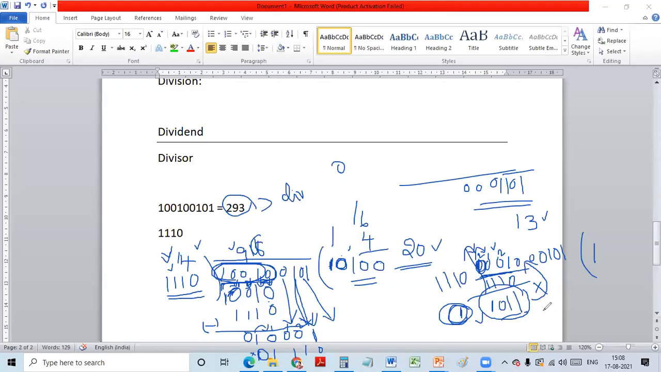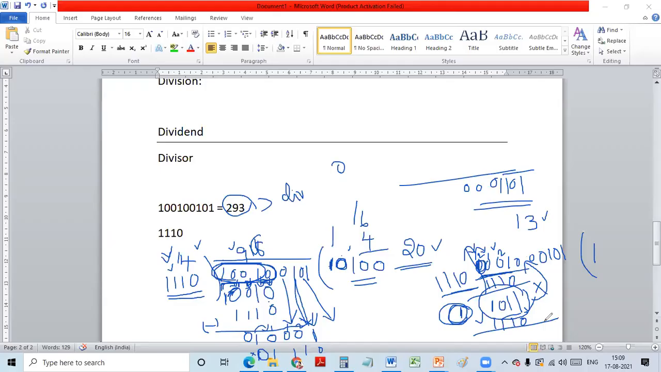How can we restore the dividend back? By adding the divisor again to this. If I add the same divisor again, I can get my previous dividend, which is 0001. So this procedure has to be done repeatedly to know how many times the divisor is going into the dividend. So you need to restore the dividend.